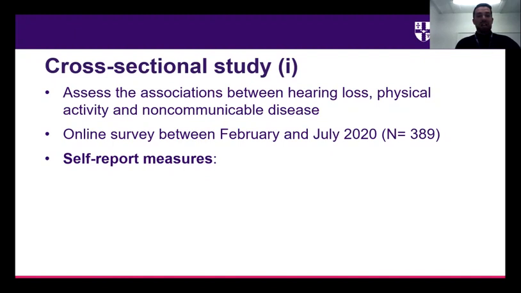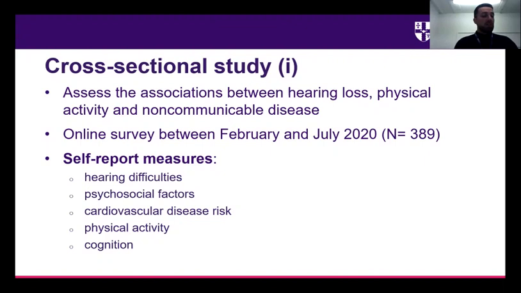As part of this study, we included validated self-report measures of all of these different things. We included validated measures of hearing difficulty, psychosocial factors such as resilience, depression, and social isolation, physical activity, cardiovascular disease risk, such as diabetes, hypertension, and so forth, as well as cognition. Our self-report measure here was self-reported memory problems.